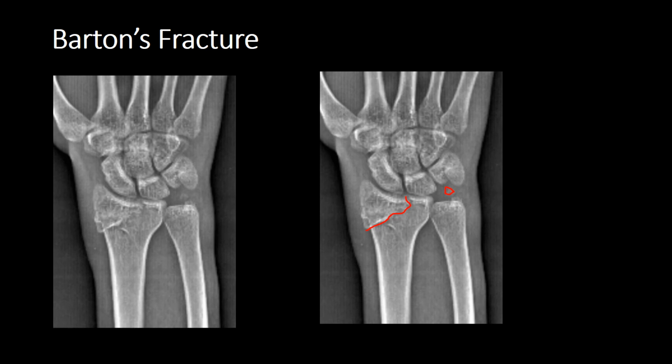So the key with the Barton's fracture is to identify the intra-articular component, and that's really important because an intra-articular fracture becomes a much more significantly important injury than an extra-articular fracture. By articular, I mean extending to the joint. So if intra-articular, the joint is affected. If it's extra-articular, the joint is not affected.